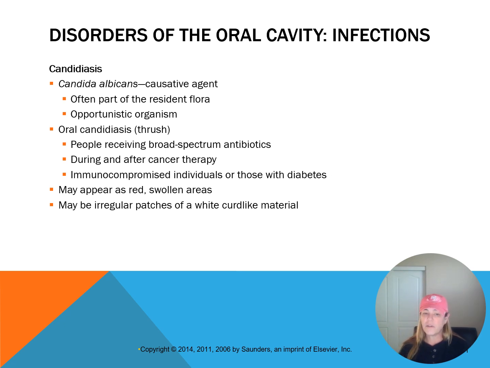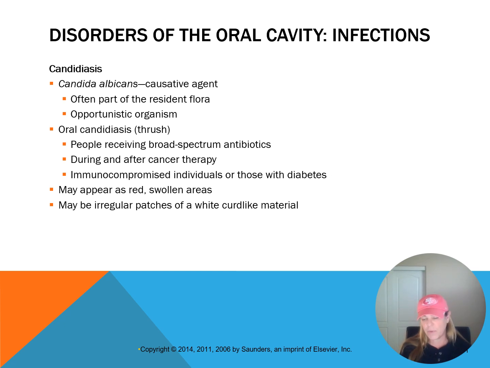Candidiasis is a fungal infection of your mouth. Also, it is an opportunistic infection, so it lives in your mouth. Candida albicans is something that is kind of always there in your mouth, but it will cause problems when it has an opportunity. We call oral candidiasis thrush. So that is basically on the tongue, you will see a white kind of patchiness on the tongue.